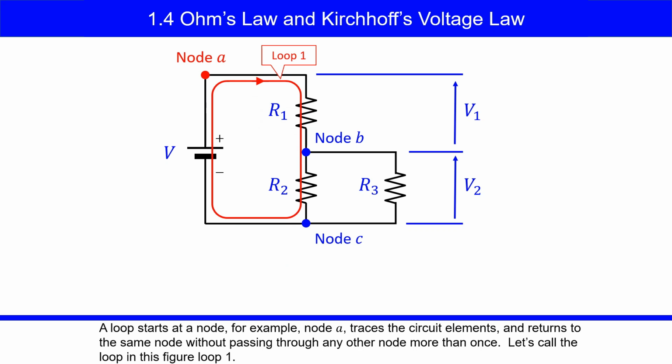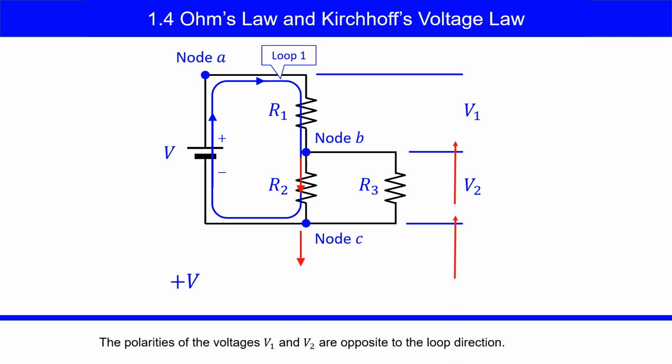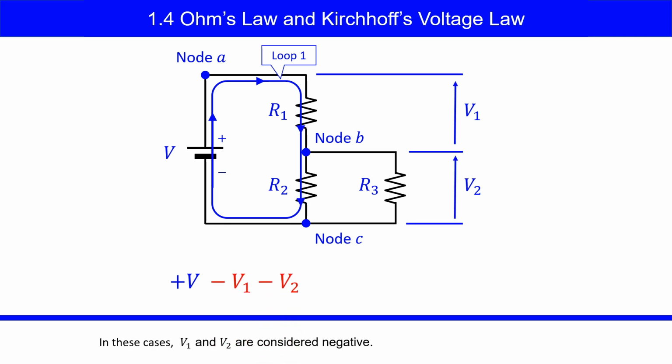A loop starts at a node, for example, node A, traces the circuit elements, and returns to the same node without passing through any other node more than once. Let's call the loop in this figure loop 1. In this circuit, the polarity of the source voltage is in the same direction as the loop. Therefore, the polarity of V is considered positive. The polarities of the voltages V1 and V2 are opposite to the loop direction. In these cases, V1 and V2 are considered negative.